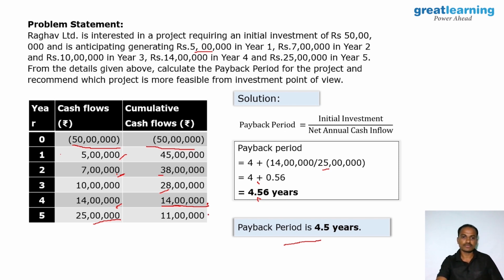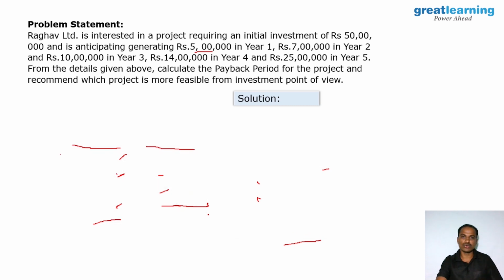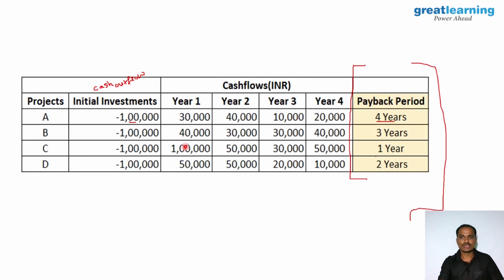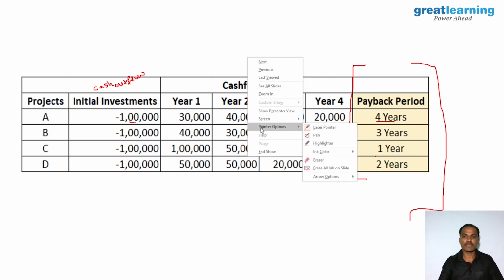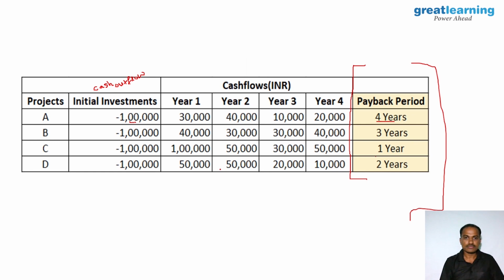If you see the other example I showed you just now, project C recovers the initial investment in year 1 itself, but what happens after year 2, year 3, year 4? This part is completely ignored. So that is the limitation of payback period.